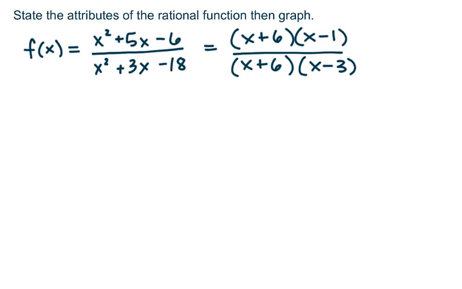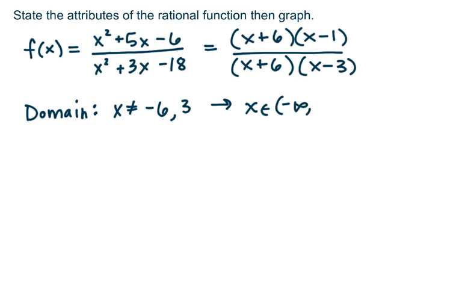All right, so if I ask you about the domain, you should pretty easily be able to tell me that x is not allowed to equal negative 6 or positive 3. Negative 6 coming from this factor, positive 3 coming from the other factor. So writing that domain in interval notation, x is in the set of all real numbers omitting negative 6 and positive 3, which looks like this. Negative infinity to negative 6, union negative 6 to 3, union 3 to infinity.